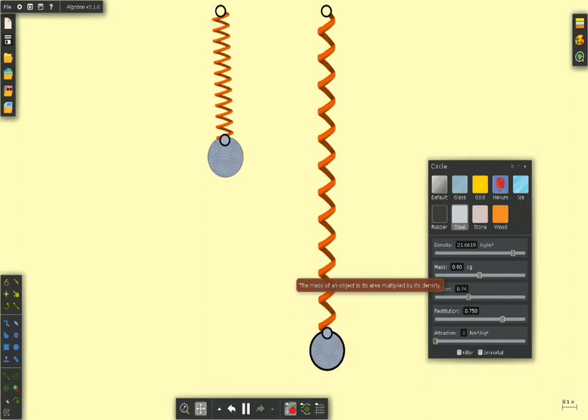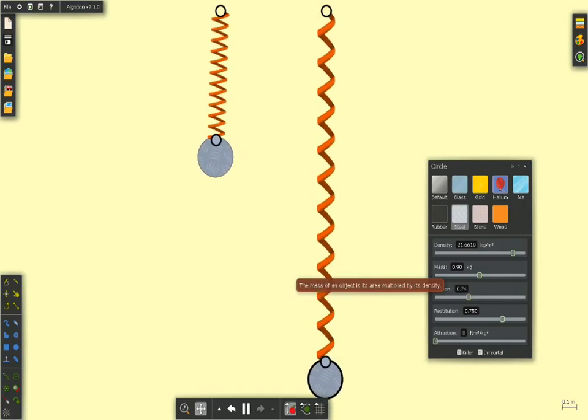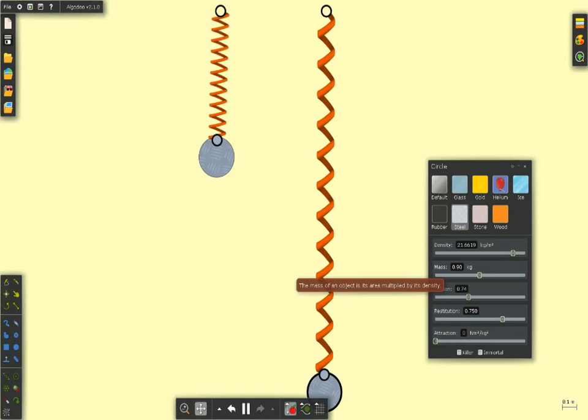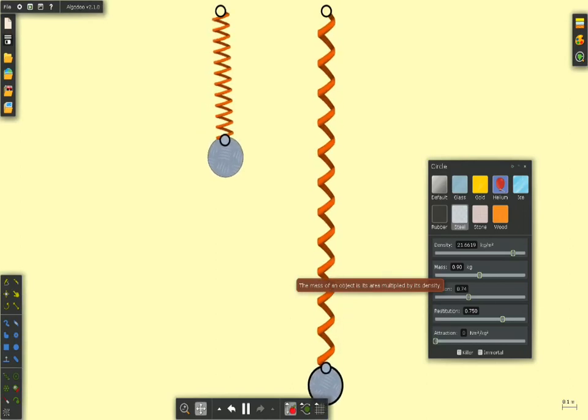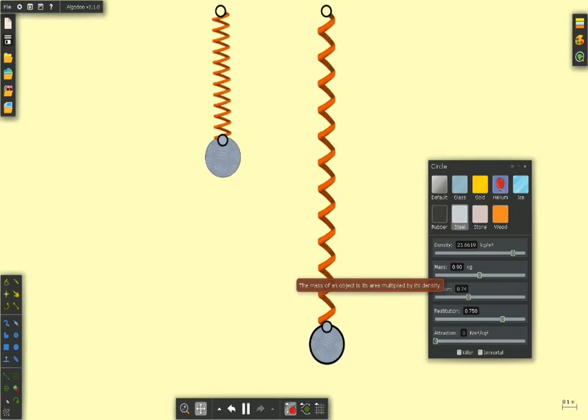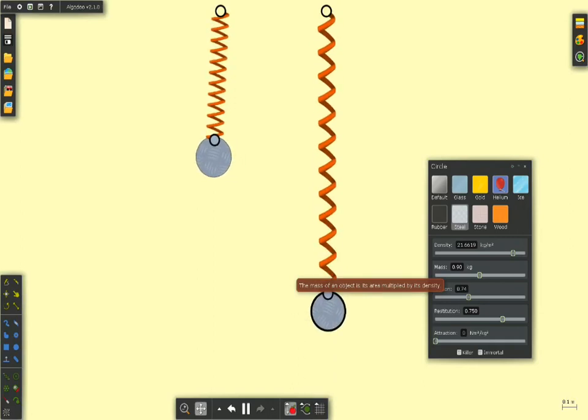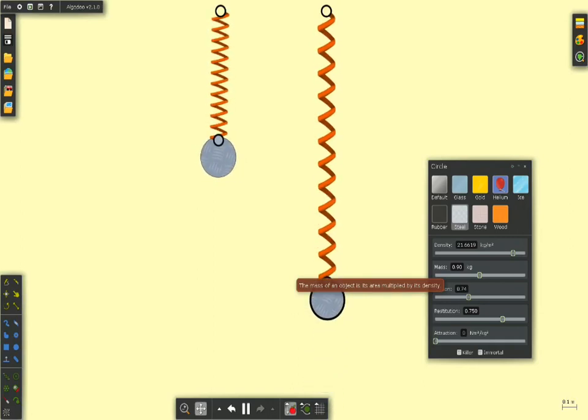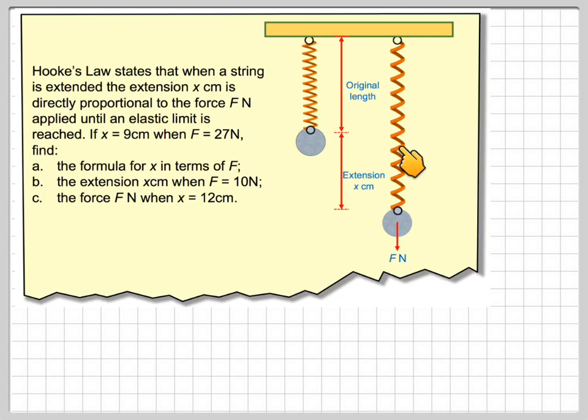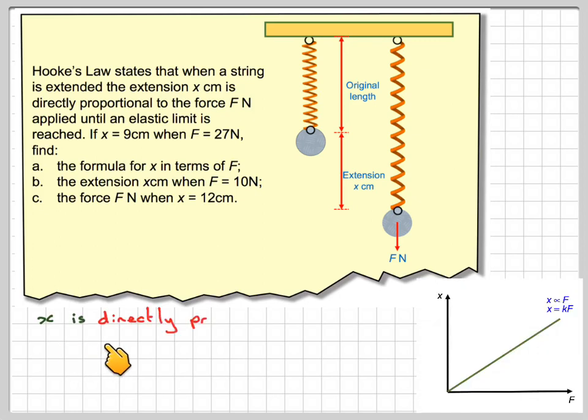So if you pull it too far, you know that the spring will break, and that's what we mean by the elastic limit. But we're not interested in that, we're only interested up to the point where we get to the elastic limit. And what we're saying is that the extension, from here to here, is proportional to the force applied to the spring. So this is an example of direct proportion. So what we're saying is that X is directly proportional to F.